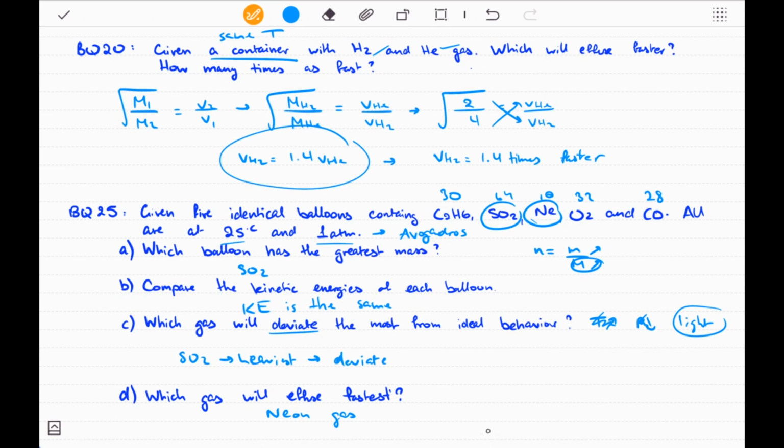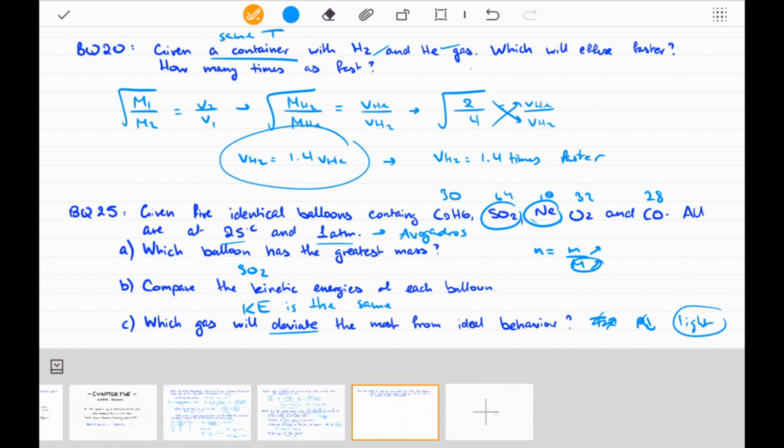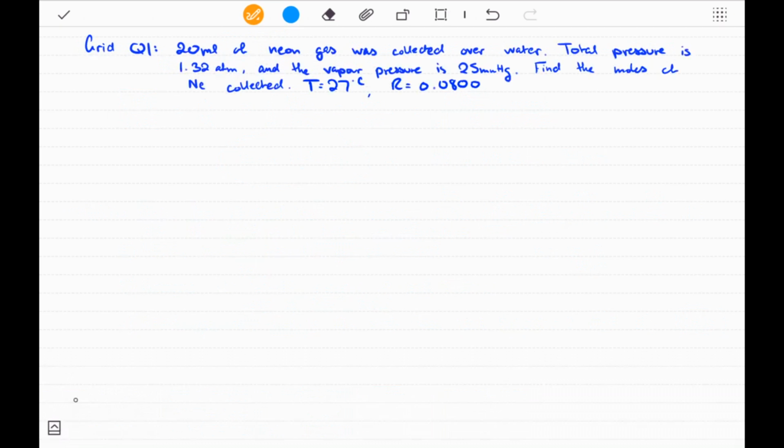Now I'm going to be solving the last question in this video, which is grid question 1. This question is unique because it deals with pressure over water, but as far as I know, this is the one time this question appears in the entire revision sheet, so you should just know the formula and how it works. We have 20 milliliters of neon gas collected over water. The total pressure is 1.32 atmospheres, and the vapor pressure is 25 millimeters of mercury. Now, they want us to find the number of moles of Ne gas collected.